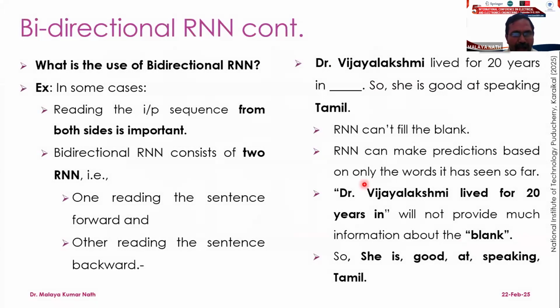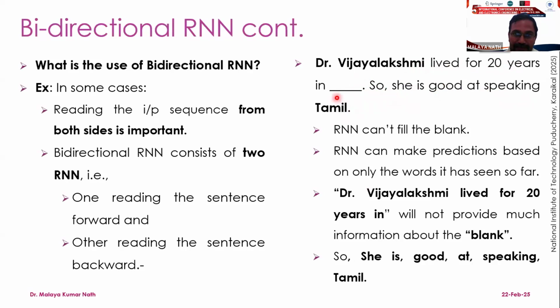So now we'll see where we can use the bidirectional recurrent neural network. This bidirectional recurrent neural network can be used when we require certain information in the past from the future. Let's take one example of this. Suppose I utter the sentence, Dr. Vijayalakshmi lived for 20 years in Vyas. So she is good at speaking Tamil. If we look into the second statement, she is good at speaking Tamil.